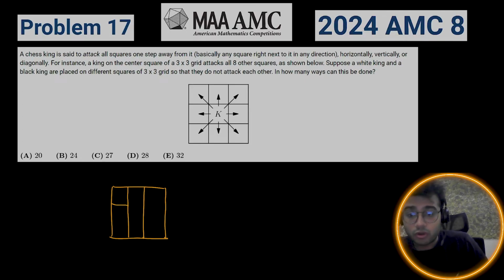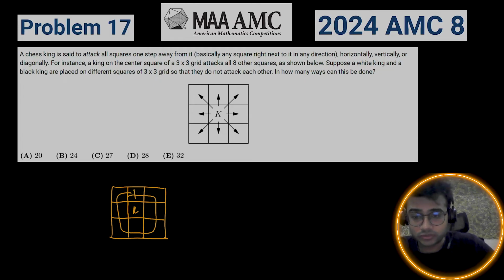So we have to find all the different possibilities that we can have. Now, obviously, we can't have any of the kings in the center because once a king is in the center, it attacks all the 8 squares around it. So we cannot possibly place another king.